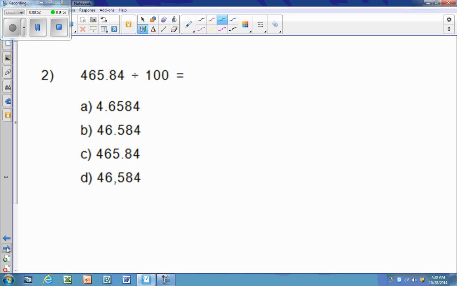Second question is the same thing. I could set this up as a standard algorithm. This is a lot of work to set this up and solve it this way.